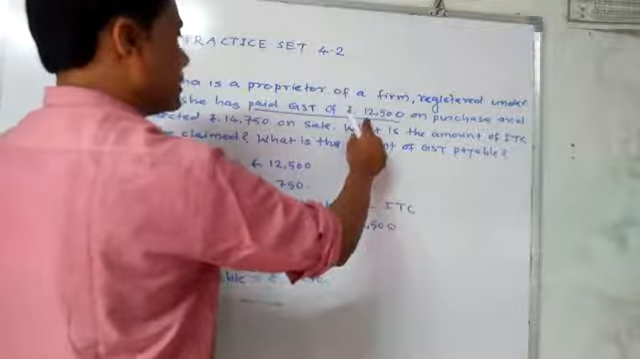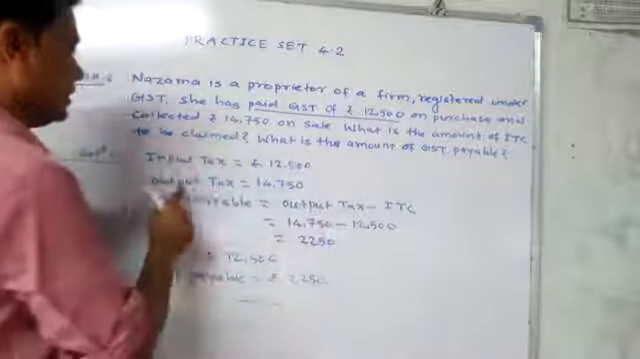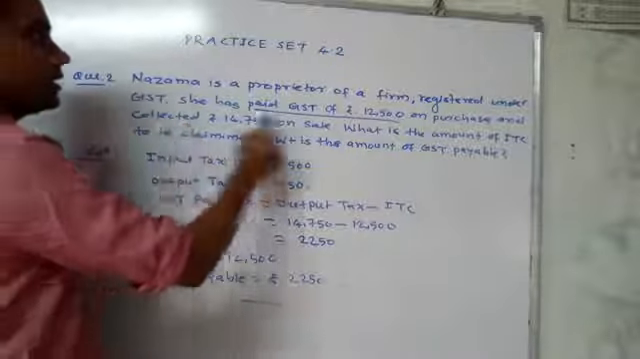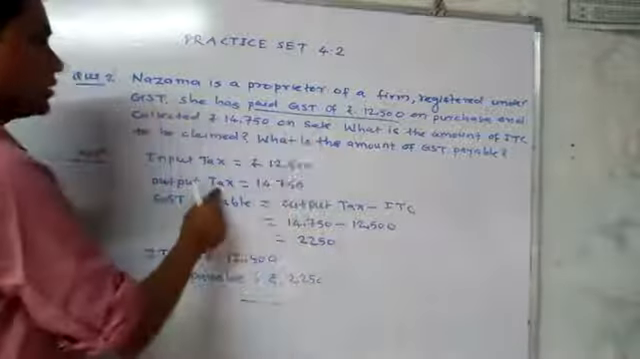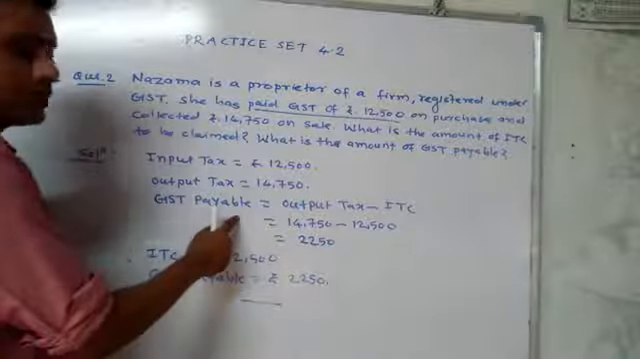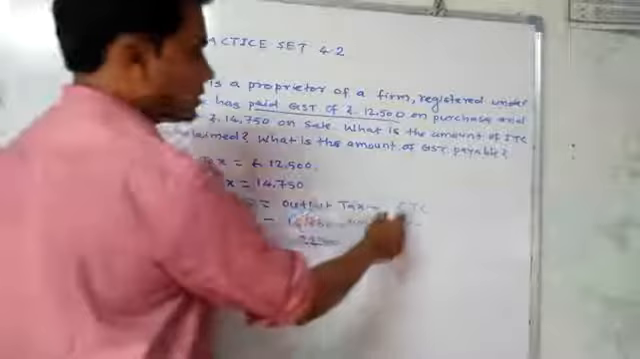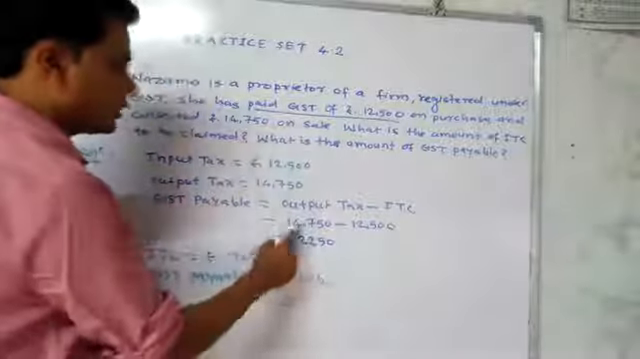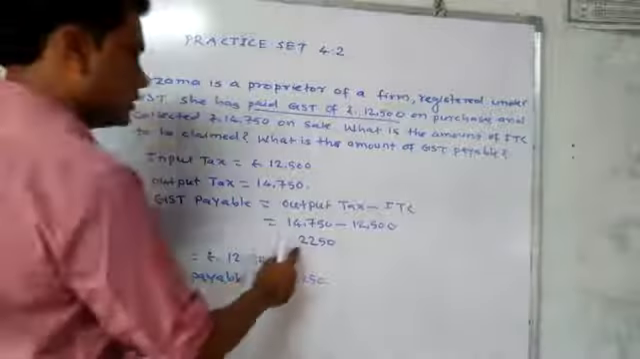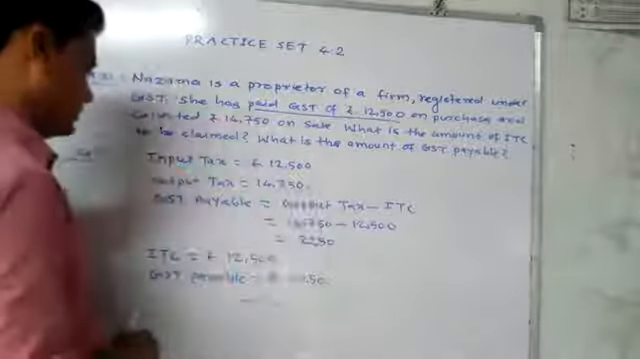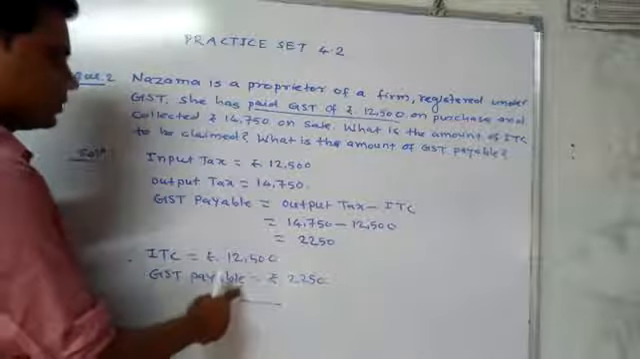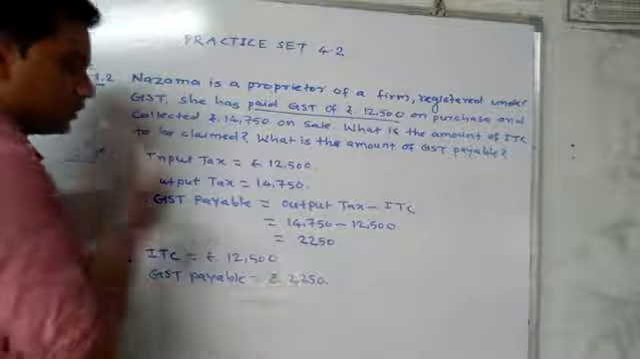Therefore, input tax here is 12,500, and output tax means when trader collects GST at the time of sale, that is output tax, that is 14,750. Therefore, GST payable is equal to output tax minus input tax, means 14,750 minus 12,500, that is 2,250. Input tax credit is 12,500 and GST payable is rupees 2,250.